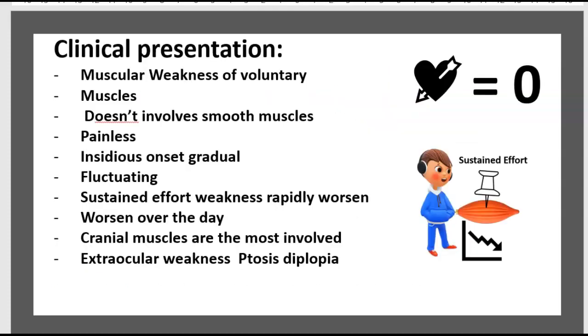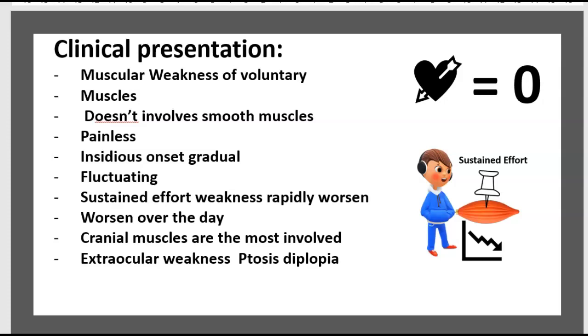Clinical presentation: muscular weakness of voluntary muscle. It doesn't affect smooth muscle. One essential characteristic of this weakness is that it is painless. It starts insidiously and increases gradually. There is some fluctuation, and with sustained effort, weakness rapidly worsens. The weakness worsens over the day, and cranial muscles are the most involved.